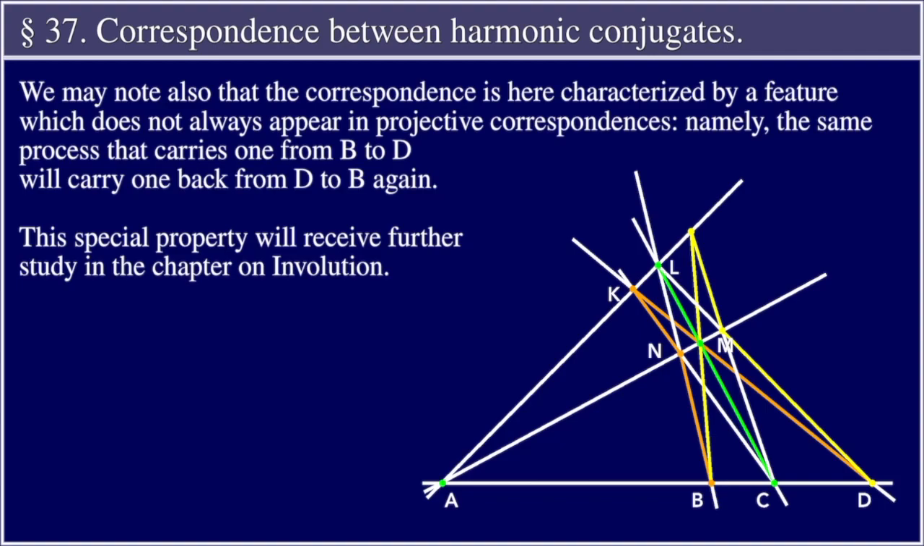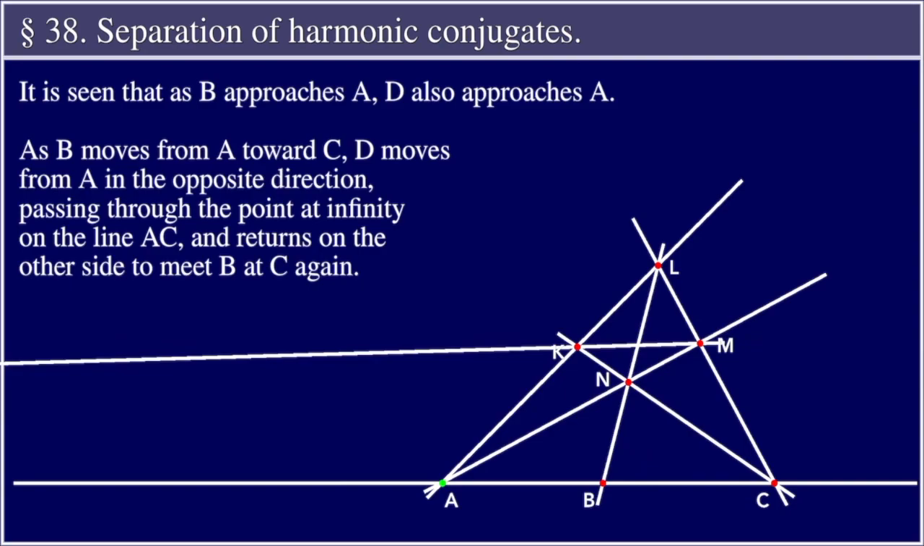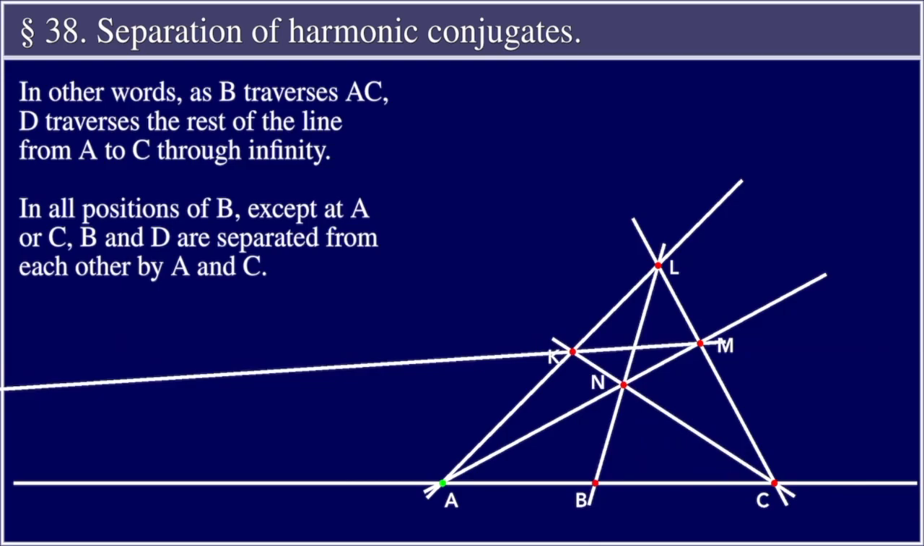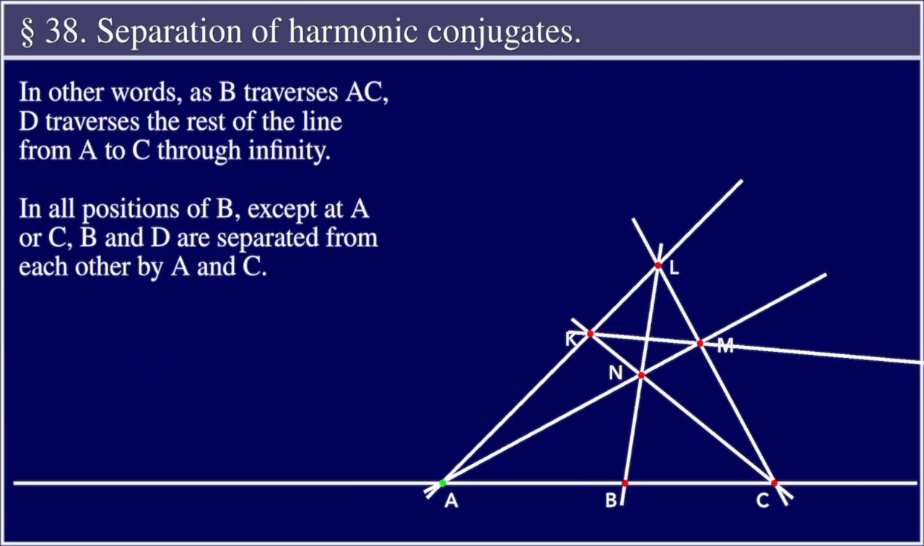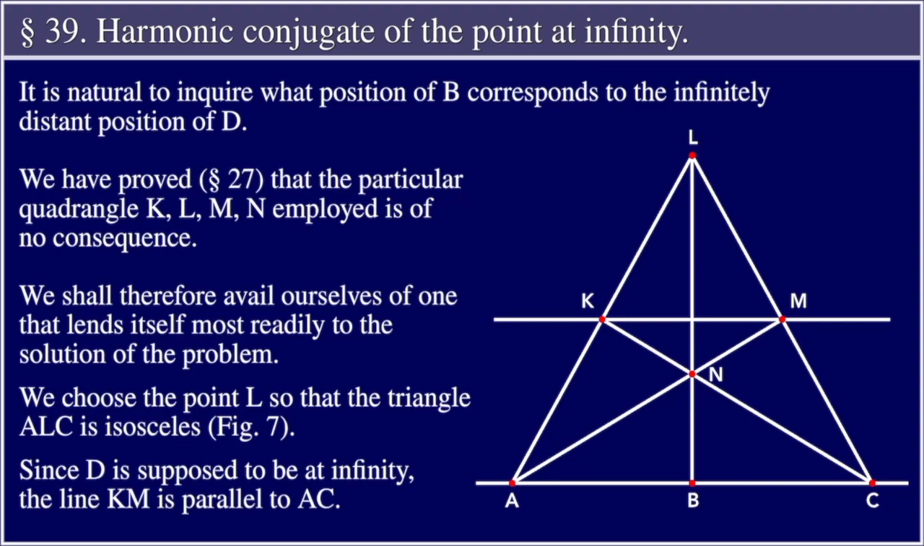Section 38. It is seen that as B approaches A, D also approaches A. As B moves from A toward C, D moves from A in the opposite direction, passing through the point at infinity on the line AC, and returns on the other side to meet B at C again. In other words, as B traverses AC, D traverses the rest of the line from A to C through infinity. In all positions of B, except at A or C, B and D are separated from each other by A and C.